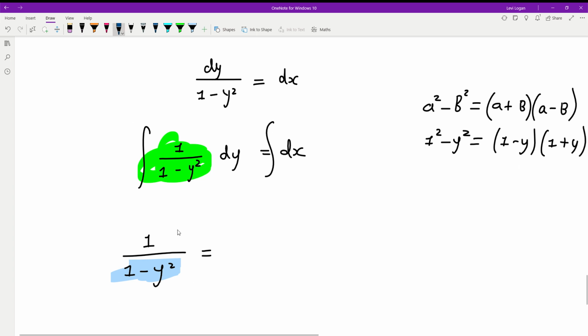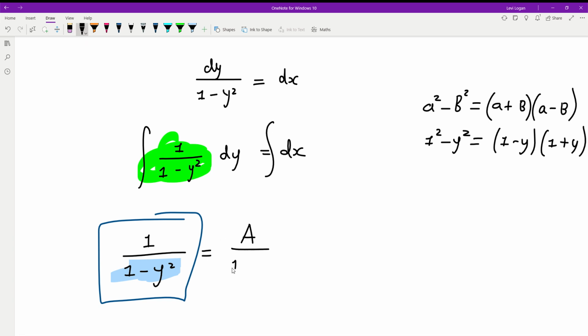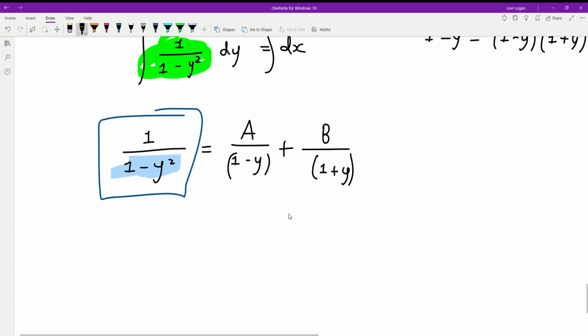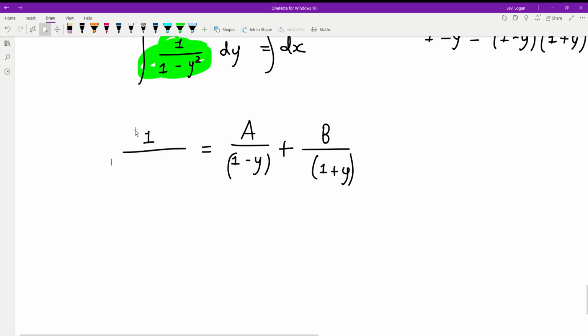So that means this expression can be rewritten as a number, a, on 1 minus y, plus a number, b, on 1 plus y. We can work out what these are using the denominators of our fractions. So if I wrote this side as its difference of squares, what I've got is the expression 1 minus y times 1 plus y.